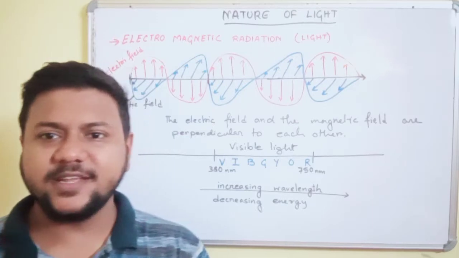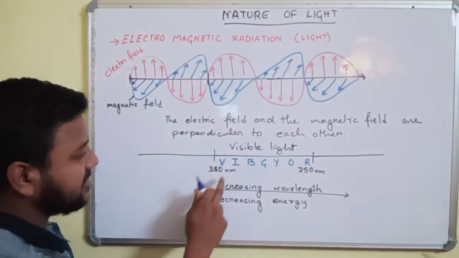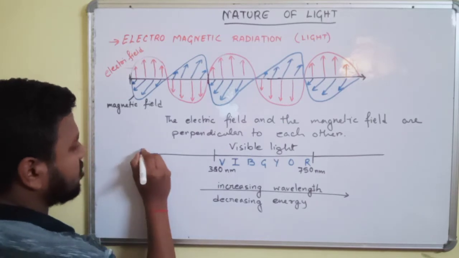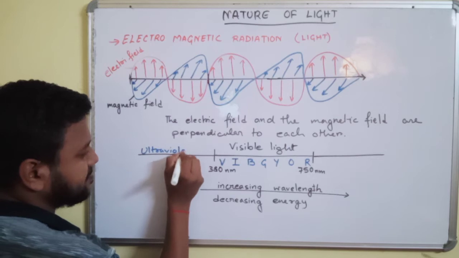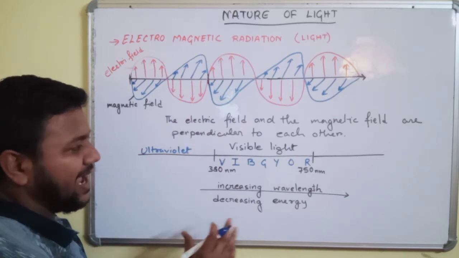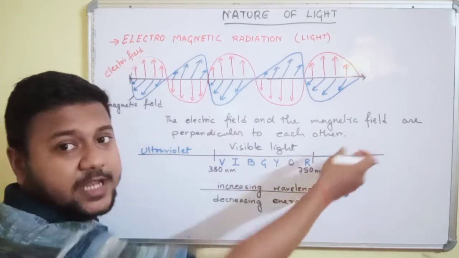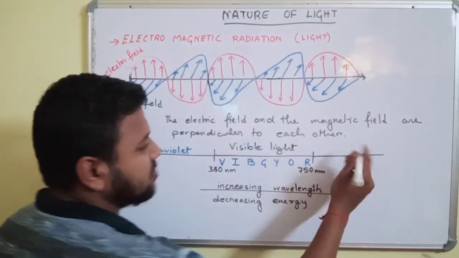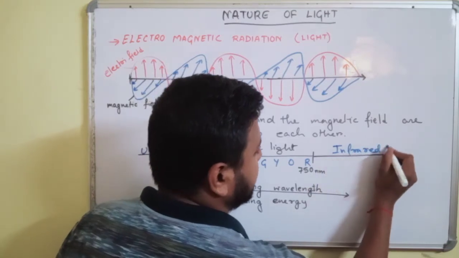The electromagnetic radiation which has a wavelength less than 380 nanometers is called ultraviolet light. Okay, and the radiation that has a wavelength more than 750 nanometers, we know it will be called infrared light.